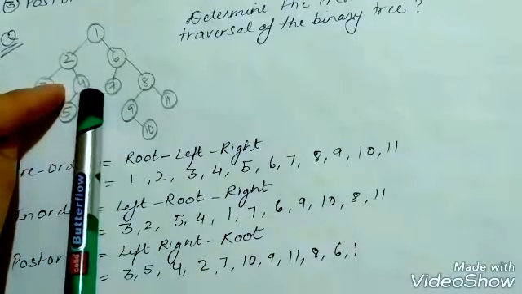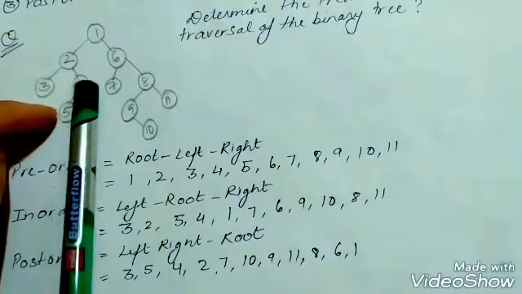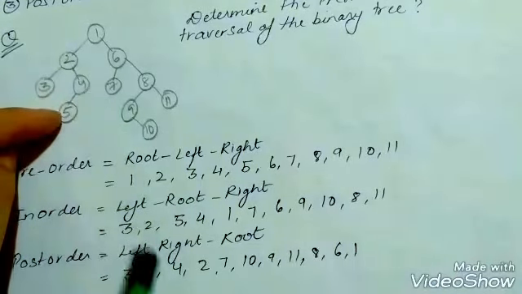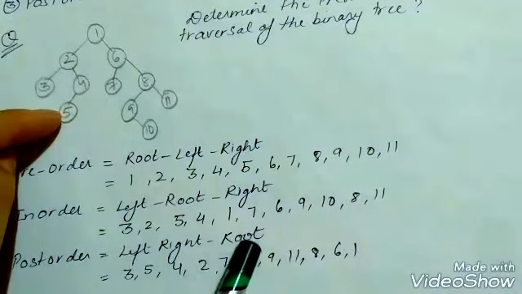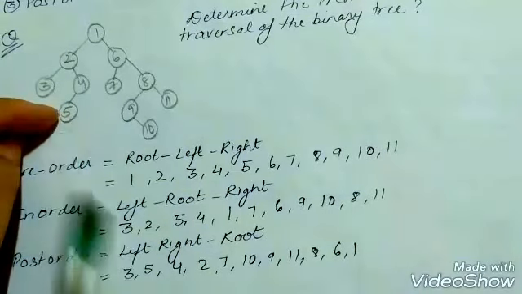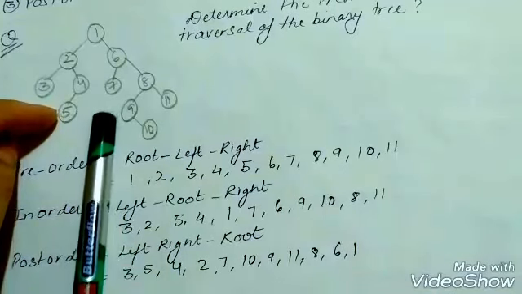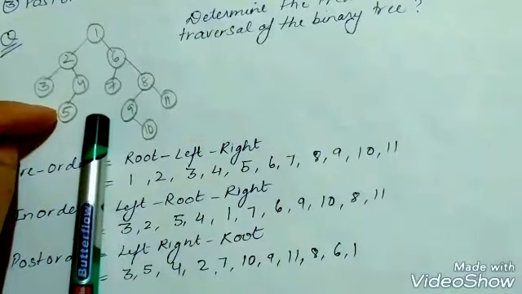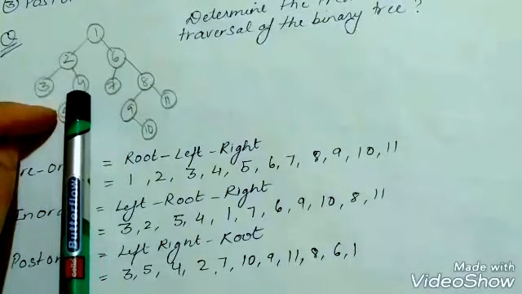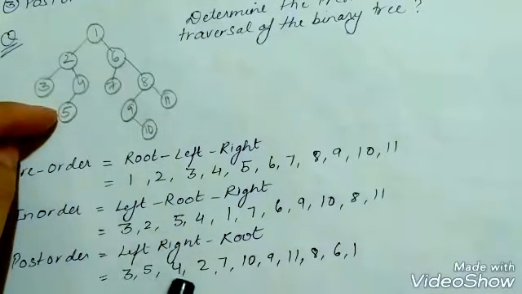But in the right side also, we can see that we have 4 and 5. These are the 2 nodes present. And over here also, we will take the same condition. First left, then right, and then root. So 5 is at the left position, so we take 5. And then we have nothing at the right position, so we leave it as it is. And then we take the root, which is 4. So we take 3, 5, 4.